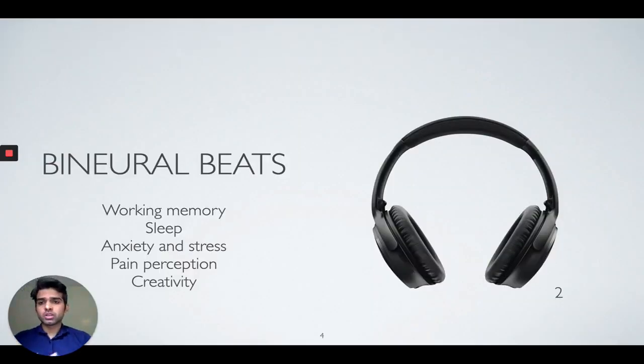So the first kind we'll look at is binaural beats. This is auditory stimulation, and these are essentially tones of two different frequencies provided to each ear separately, and the brain waves essentially synchronize to the difference frequency. For example, say you provide 400 hertz to one ear and 410 to the other, the brain waves will synchronize to the difference, which is 10 hertz.